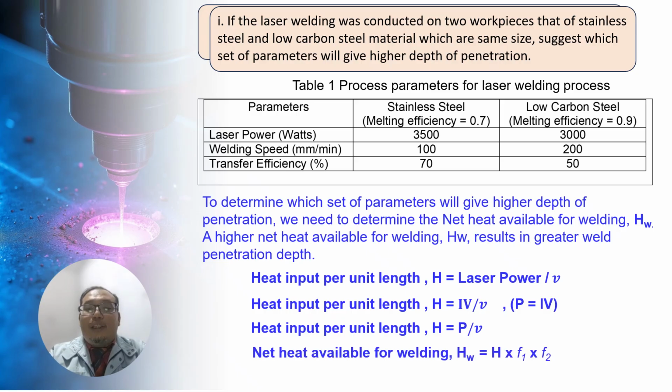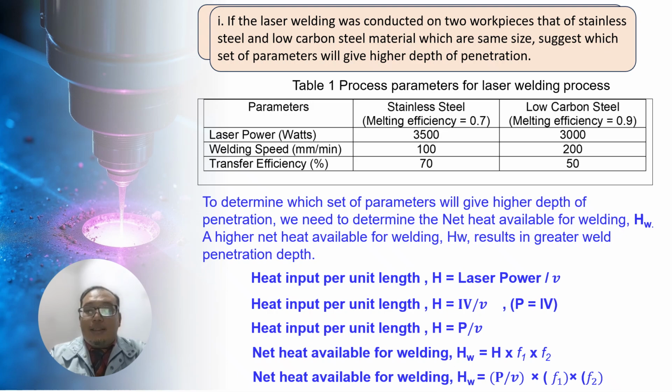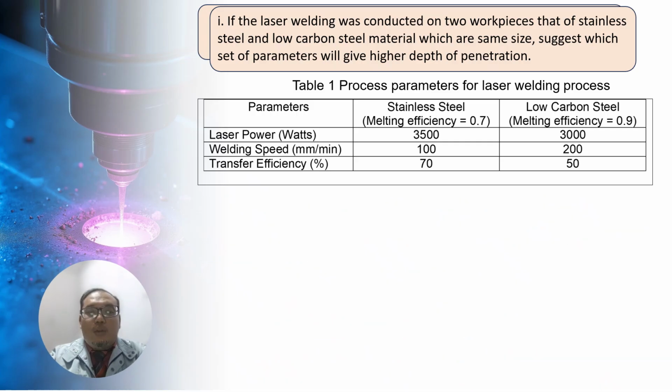To understand HW, the net heat available for welding, the formula is H times F1, the transfer efficiency, times F2, the melting efficiency. So the equation for the net heat available for welding, HW, is (P over V) times F1 times F2. Continue with question 2.1.